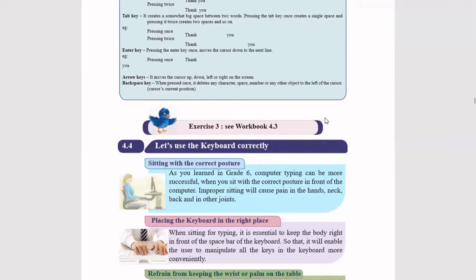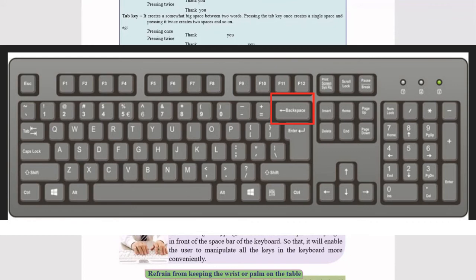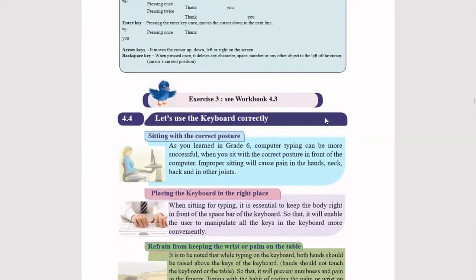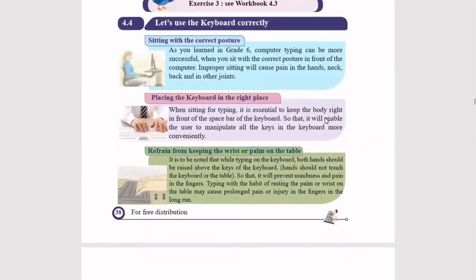And you have backspace. If you press it once, it will delete any character, space, number, anything which is to the left of the cursor, right? So it is going backwards actually. If you have the current cursor position, it will go back and delete anything in there, right? Understood? Okay. So that's about the keyboard, and this is about how to use the keyboard correctly.